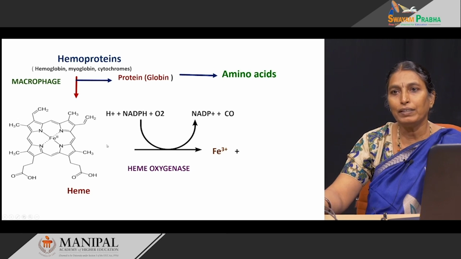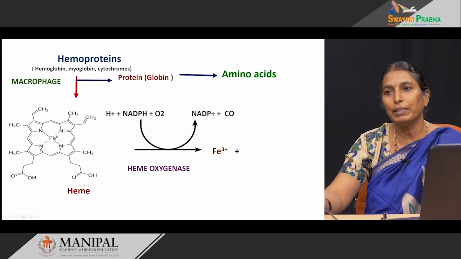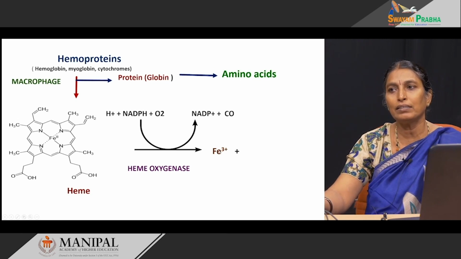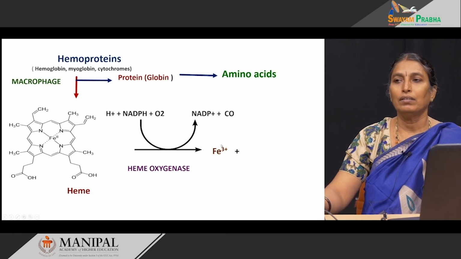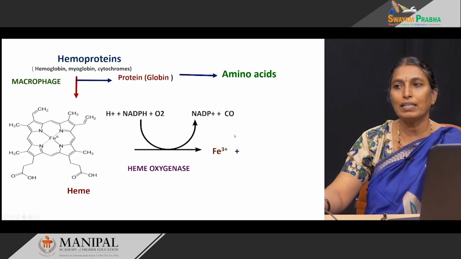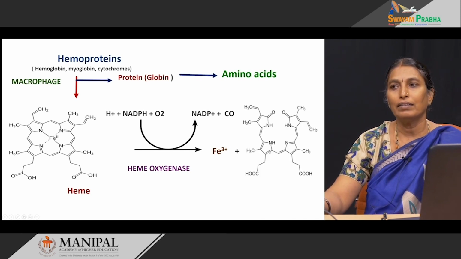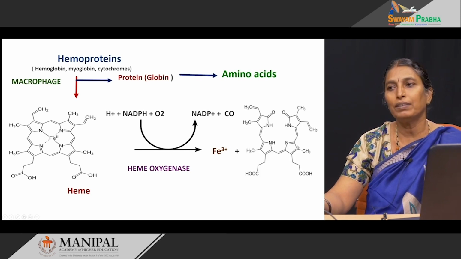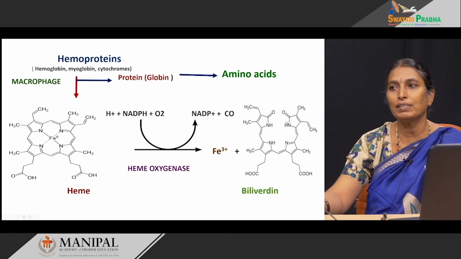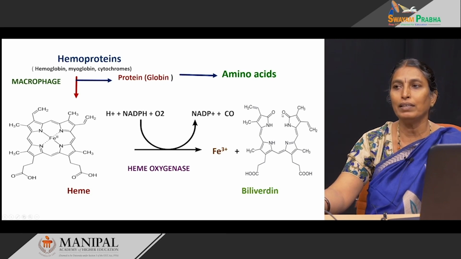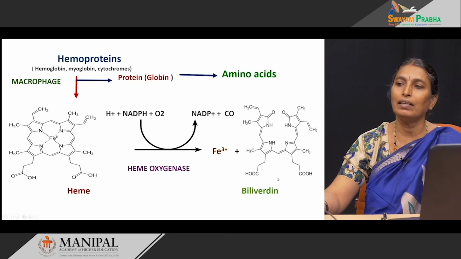And Fe3+, that time the change happens: Fe2+ becomes Fe3+ and is released, which is utilized for the next synthesis, taken up by transferrin, and transported to where it has to be stored or reutilized. The product formed is biliverdin. It is a green color pigment. It is opened at the first and second pyrrole ring in the porphyrin, and this is a green color pigment.